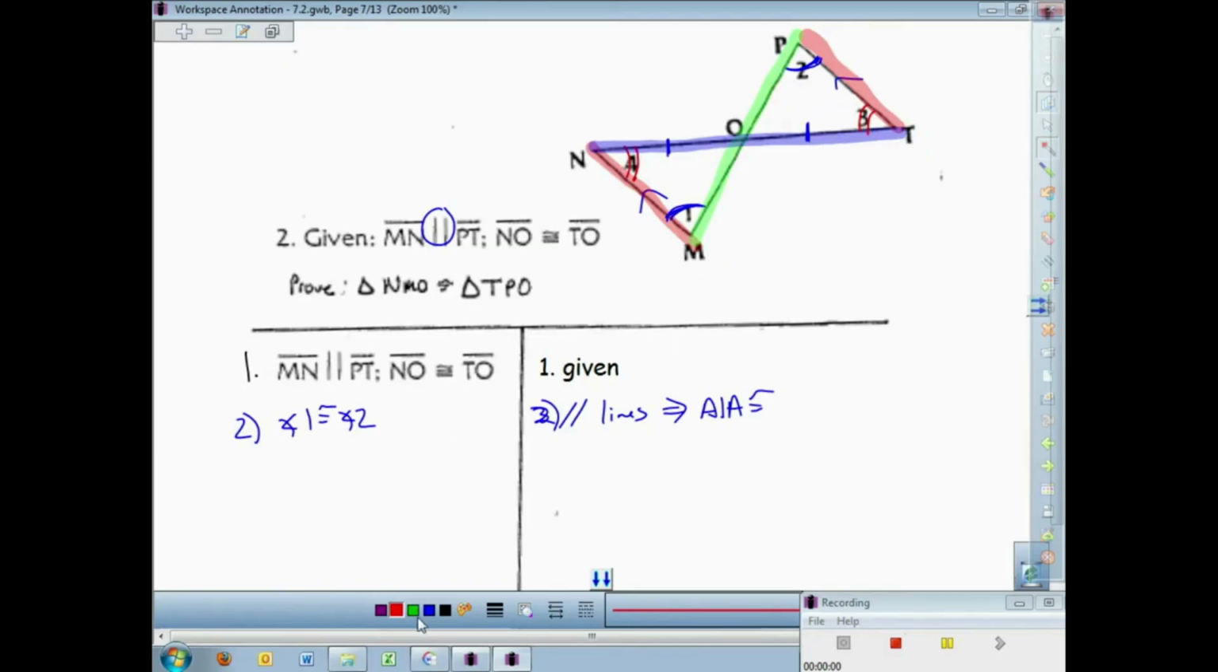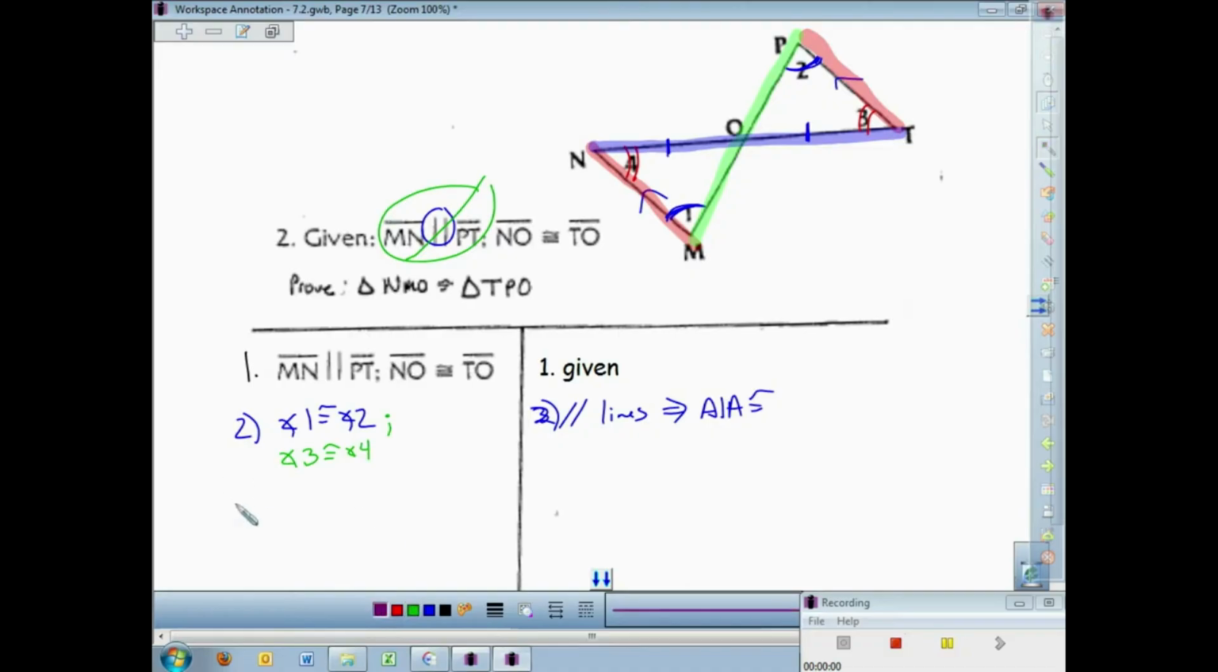So what I could do is kill two birds with one stone and say, hey, angle 1 is congruent to angle 2 because those parallel lines imply alternate interior angles are congruent, but at the same time, angle 3 is congruent to angle 4 for the exact same reason. These parallel lines imply that those alternate interior angles are congruent. So I did a two-for-one special right there. Those parallel lines gave me 2 different sets of angles the same.